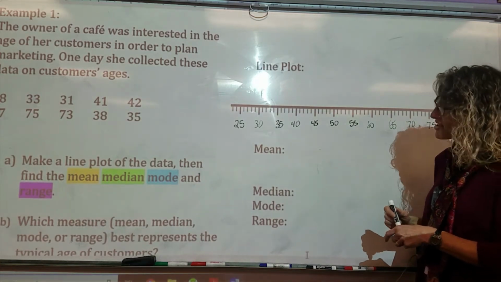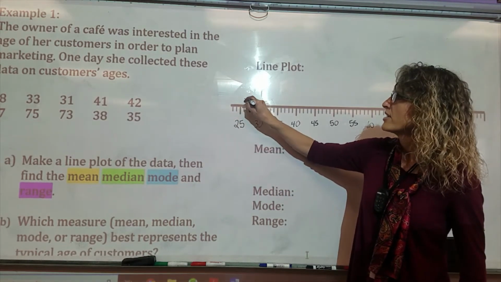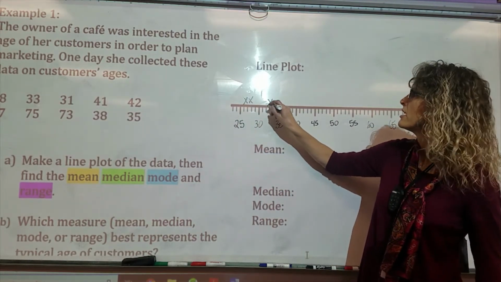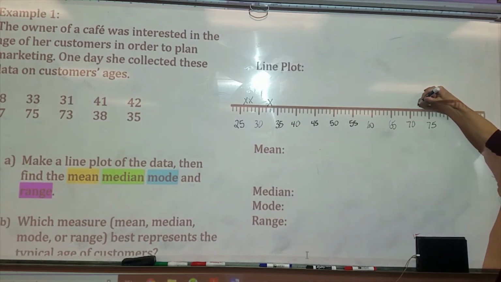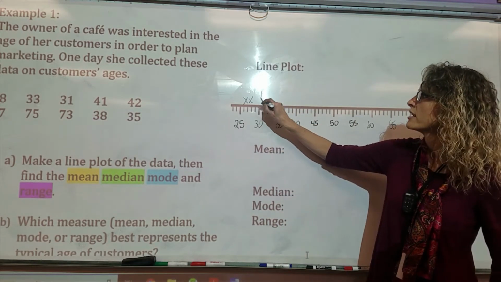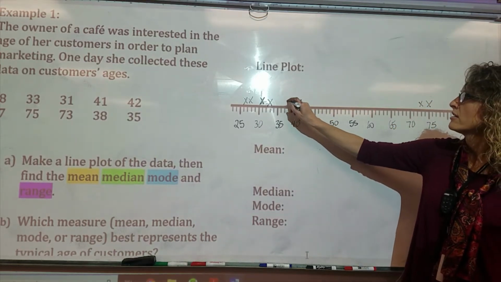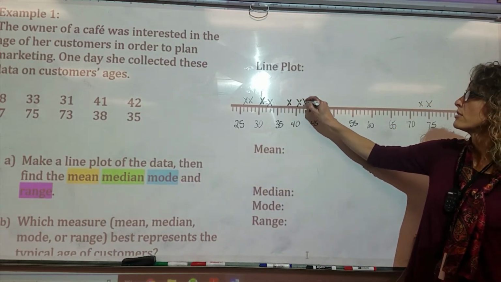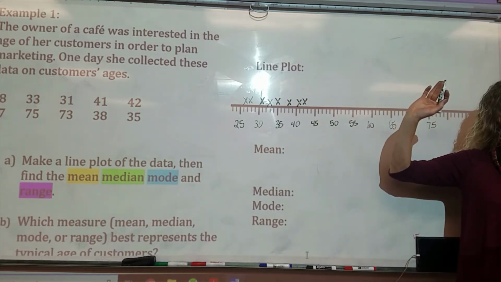So now we're going to put x's above our numbers. So 28 goes here, 27, 33, 75. That was an elderly couple that came into the store. 73, 30. Oops, did I skip 31? I didn't. There's 31. Here's 41. 38, 42, 35. Raise your hand if you saw if I skipped one. Just making sure. I got them all?